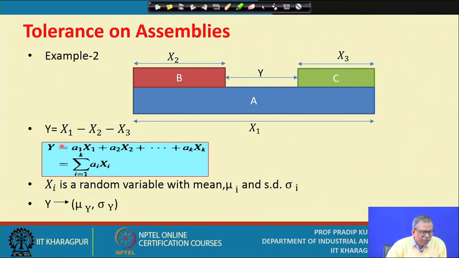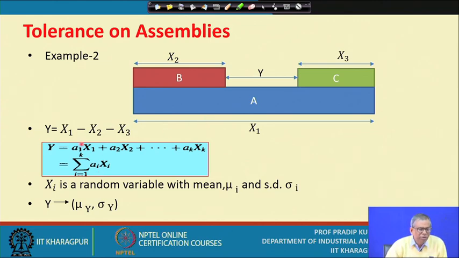Next, in general, suppose y is the final assembly quality characteristic of interest. You may assume it to be a linear combination of individual component dimensions. These xi's are basically individual component dimensions. So it's a linear combination. That means you say A1 x1, where A1 is the weightage, plus A2 x2, that means related to the second dimension the weightage is A2. And similarly, if you have k number of components, for the kth component the corresponding weightage is ak. So it is sigma i equals 1 to k of ai xi. So it's a linear combination. This is a general form.